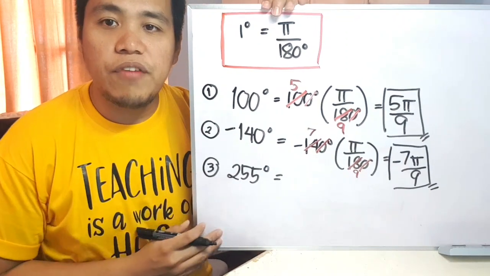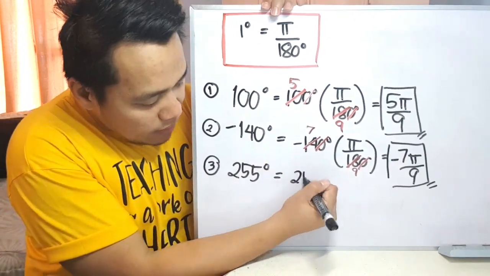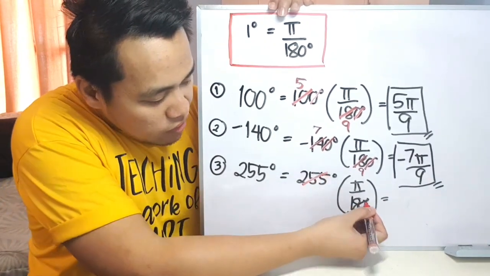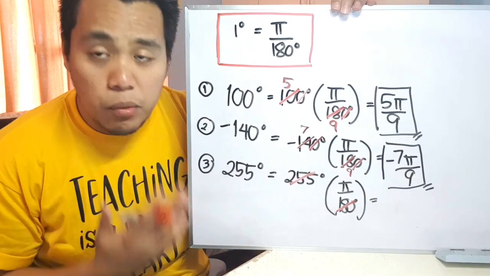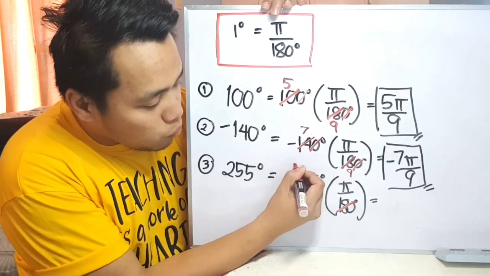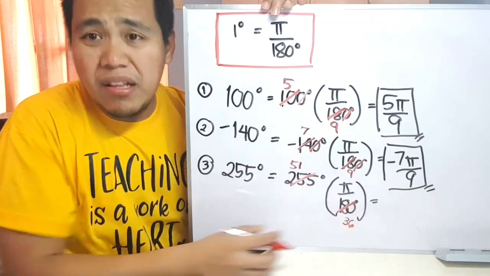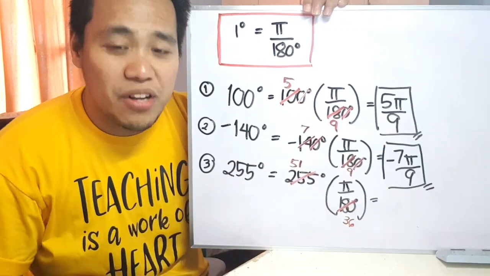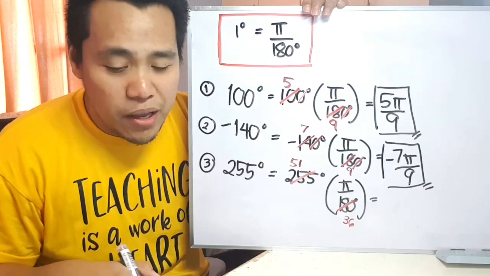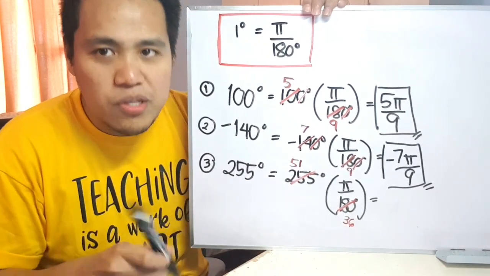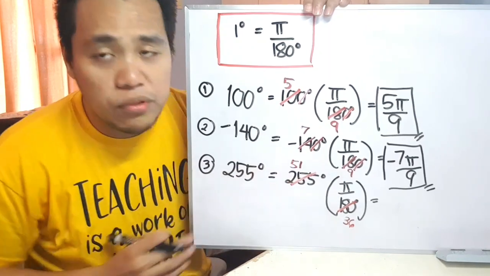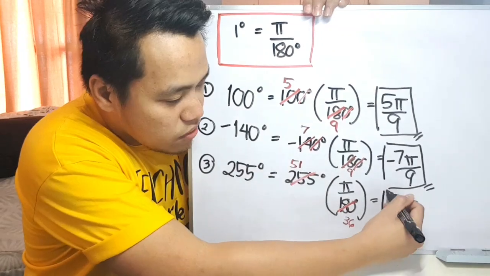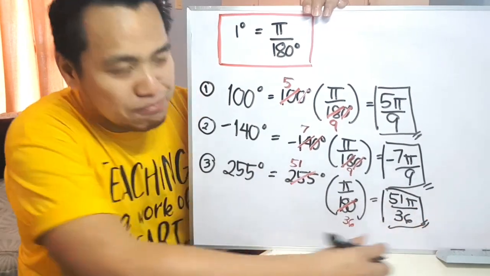For 255 degrees, the same procedure will be applied. This time we cannot cancel the 0, but we have to look for the simplest form. They are both divisible by 5. If you are allowed to use a calculator, kasi in my class, I allow my students to use calculator, kaya mabilis nila nakukuha yung sagot. But if you are not allowed to use the calculator, you will just think of the numbers that they are both divisible by. So therefore, this will become 51 over 36. This is your final answer.